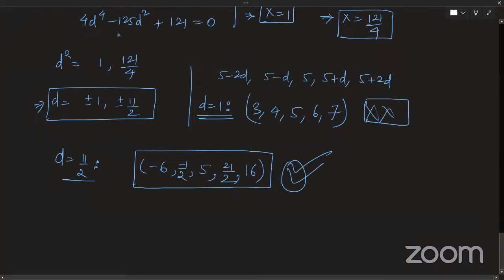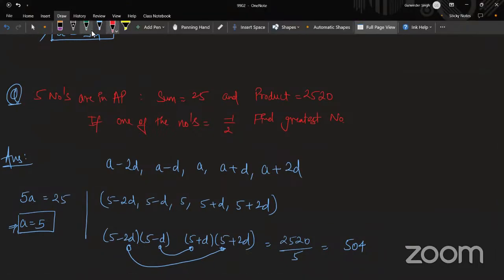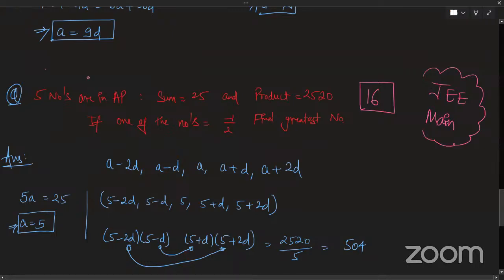And the other sequence I won't be considering. So if this is the sequence, it is asking me for the largest number. So what will be my final answer? 16. Yes, sir. Right? So it is a question of JEE Main. Year I don't remember. I guess it was 13 or 14. Any one of 13 or 14. Yeah, 2013 or 2014. Okay.